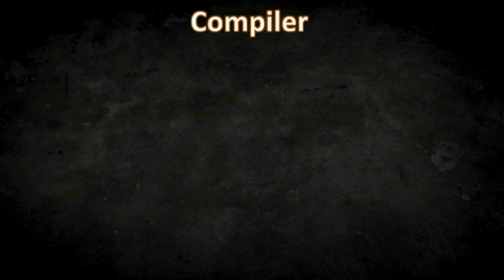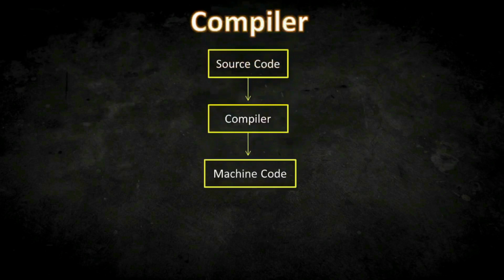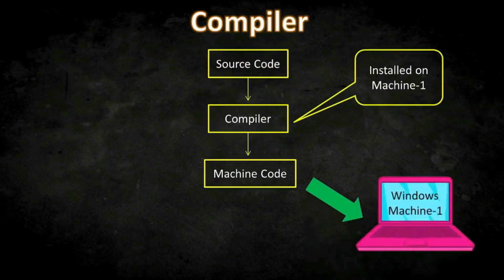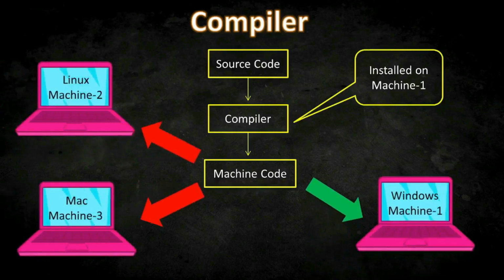As I have mentioned, we need to translate the source code into machine code, and usually this is done by a compiler or by an interpreter. First of all, let's understand the working of a compiler. In the case of compiler-based languages like C or C++, after writing the source code, it will get compiled by the compiler and it will generate the machine code. Now if this compiler is installed on machine 1, then this machine code is executable only on machine 1. It cannot be executed on different systems like machine 2 or machine 3. This basically makes compiler-based languages platform dependent.